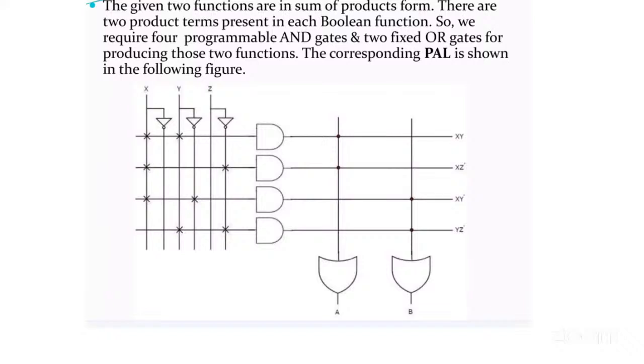So here X and Y are connected to one AND gate, then Y bar, Z bar and X, then another one is connected to X and Y bar, and the fourth one is connected to Y and Z bar. These are the AND gates, and then they are connected to the OR gate array.